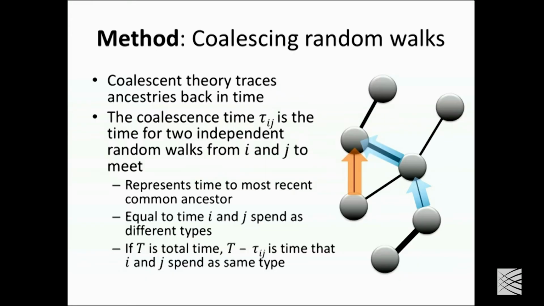Yes? Why is the time equal? If they are the same type, you can still have a very long time until they really coalesce. Sure, why is it equal to the time that they spend as different types? It's equal in expectation. I'm referring to this average over the process of neutral drift. But after coalescence, they're definitely the same. Right. But before that, they might be the same. Yes, that's true. Maybe if you know that they started as different. Yeah, maybe. No, I don't think that's it.